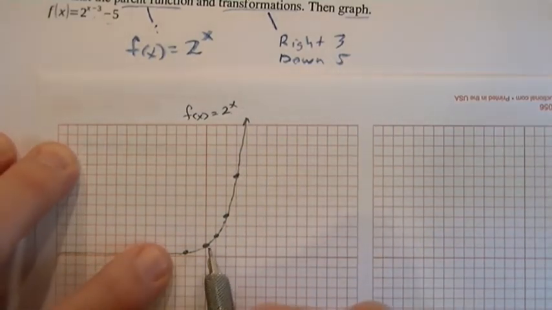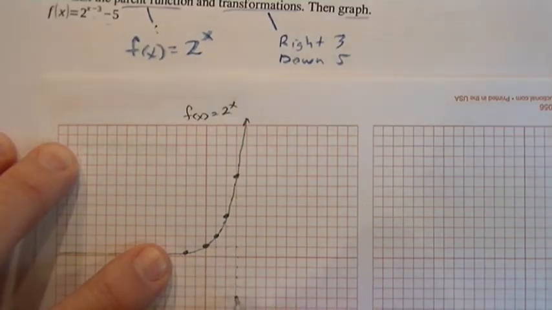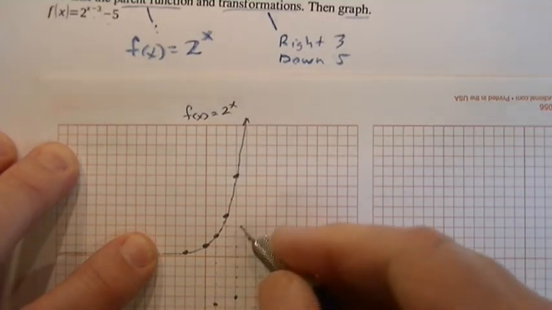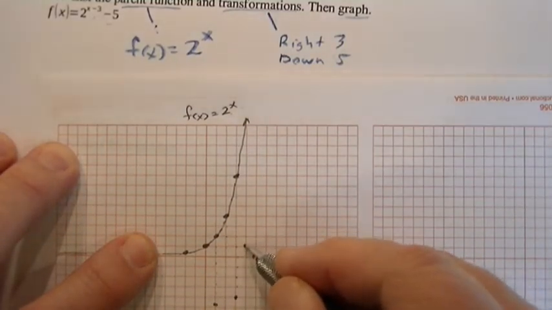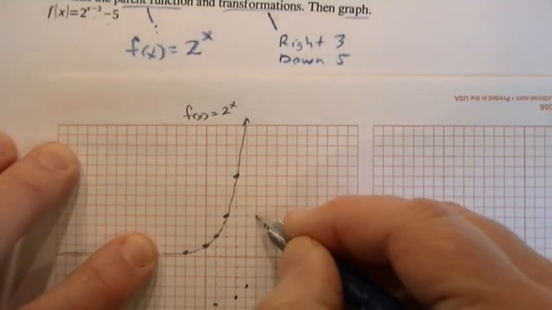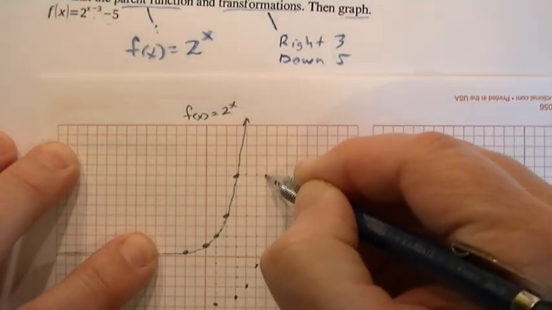So let's start with this one right here. We'll go 1, 2, 3 right, then 1, 2, 3, 4, 5 down. Okay, let's do this one. Right 3, down 5. Do this one, right 3, down 5. And this one, right 3, down 5. And then right 3 again.